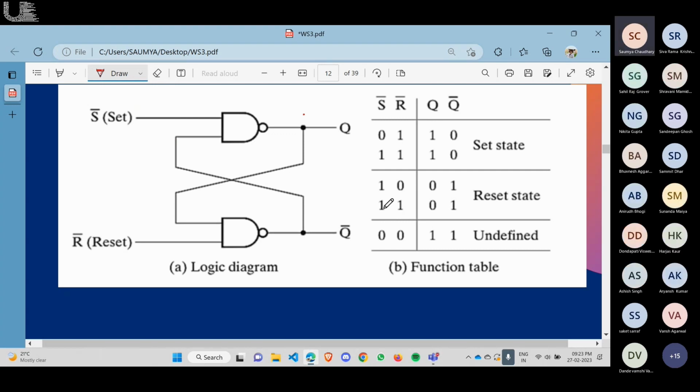Next one, if we have 1 and 1, the same thing will happen as in this case, and it will remain as the same state as 0 and 1. It will remain in the previous state. Previous output was 0 and 1, so it will remain at 0 and 1. If we give it as 0 and 0, we will get here 1 and 1, which is undefined.